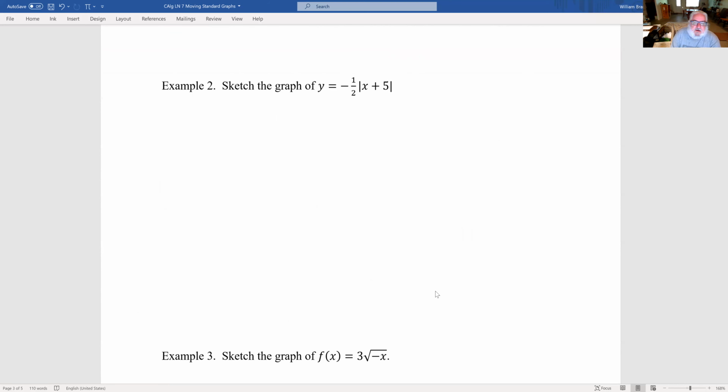So here is our formula. Which of our standard functions is it? Well, it's the absolute value function, as you can tell by the absolute value signs. Inside the absolute value signs, we added 5, and adding 5 means that we're moving to the left 5 units.